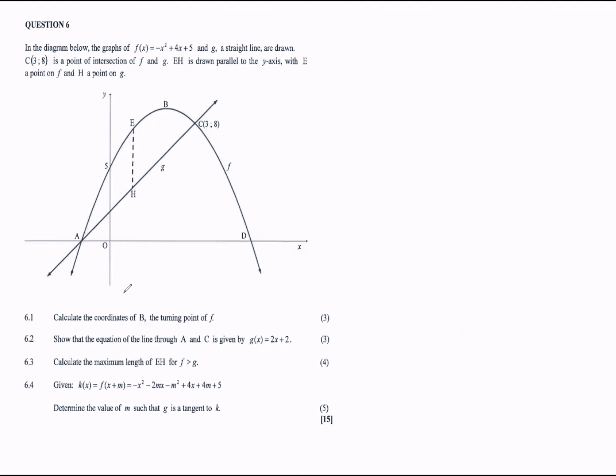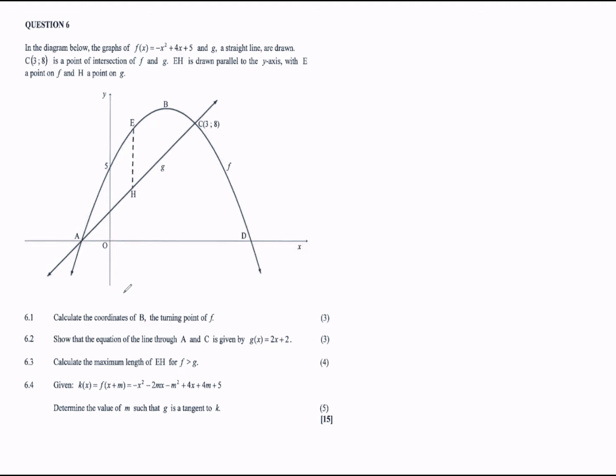Okay, then given k of x is equal to f of x plus m is equal to negative x cubed minus 2mx minus m squared plus 4x plus 4m plus 5. Determine the value of m such that g is a tangent to k. Such that g is a tangent to k, right?